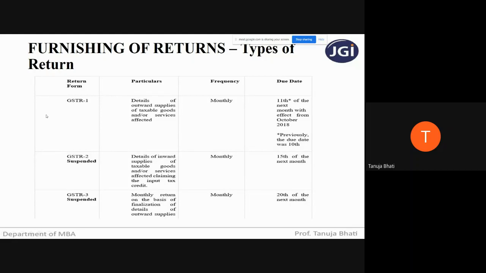So did everyone understand GSTR1? Yes, students?